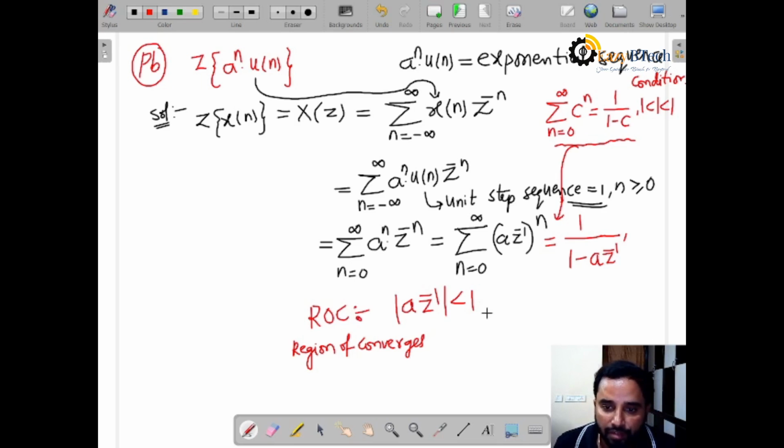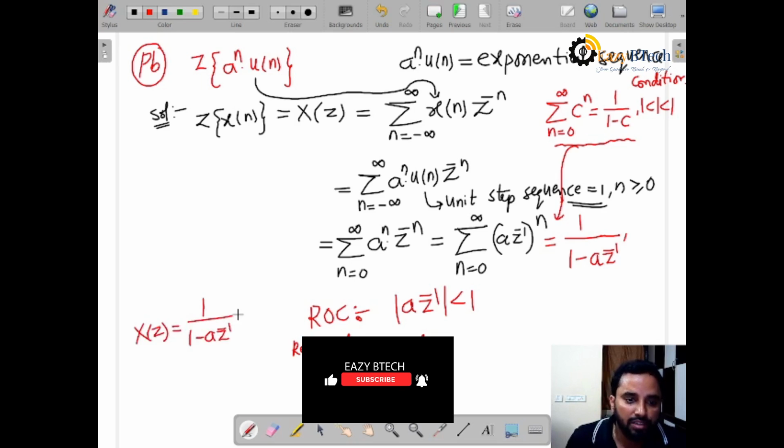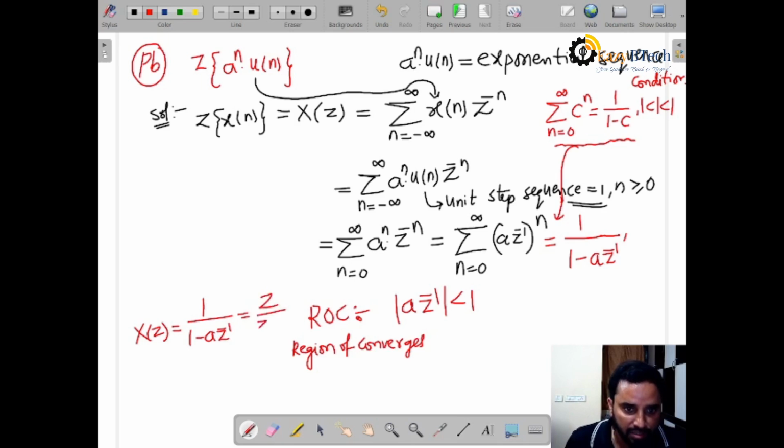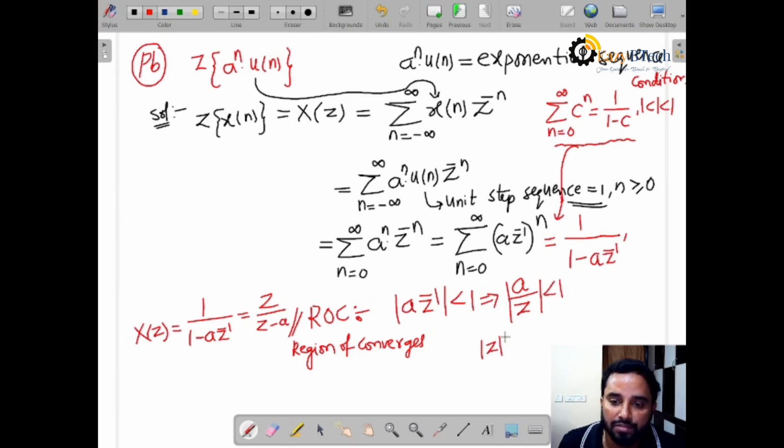Now we can simplify the answer. X of z is equal to 1 by 1 minus a z inverse. Here z inverse you can write as 1 by z, and after LCM you get z by z minus a. This is the result. Coming to ROC, this ROC also we can simplify. Magnitude of a by z is less than 1, so magnitude of z is greater than a. So this is the ROC.